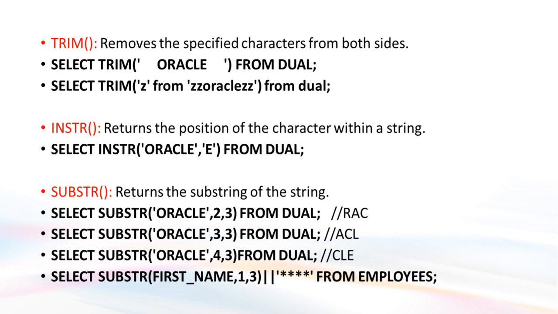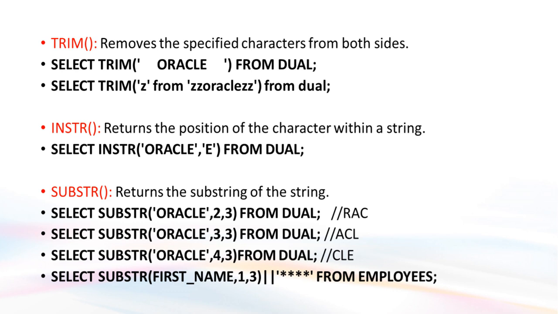From the second place. This is 1, 2 and 3. From the second place, next 3 characters I want. So O, R. R is the first place, second place. From the second place, next 3 characters means 1, 2, 3, including R. So that is 3 characters it will return.